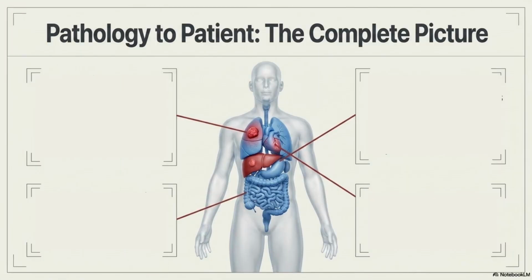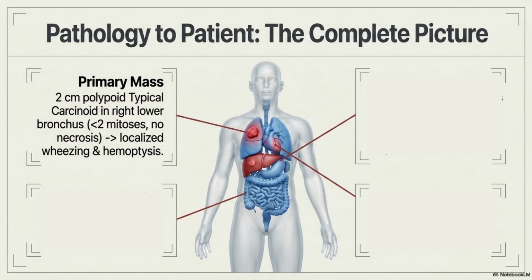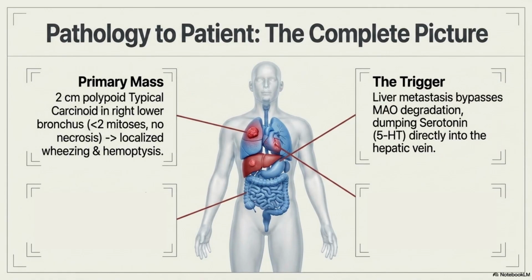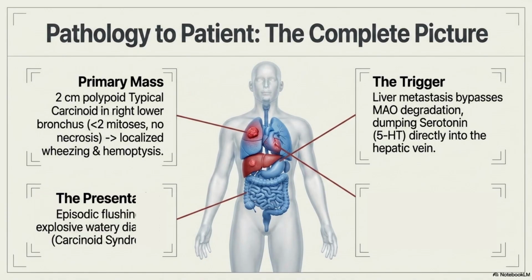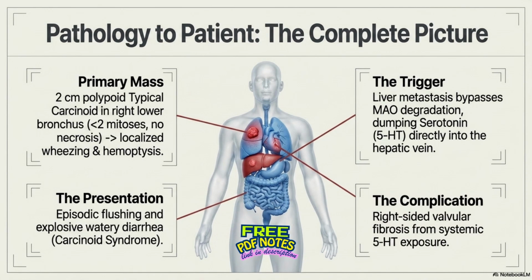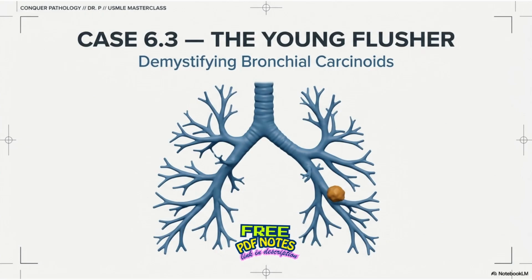Let's bring the complete picture together from pathology to the patient. It starts with a primary mass, a 2 cm polypoid typical carcinoid in the right lower bronchus, causing that localized wheezing and hemoptysis. The trigger occurs when a liver metastasis bypasses MAO degradation, dumping serotonin directly into the hepatic vein. This leads to the new clinical presentation of episodic flushing and explosive watery diarrhea. Ultimately, if left unchecked, this leads to the severe complication of right-sided valvular fibrosis due to systemic 5-HT exposure. And that wraps up case 6.3.